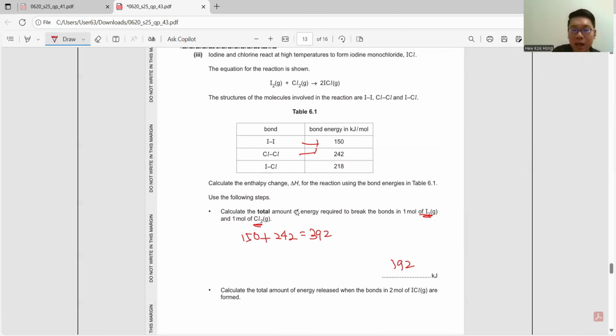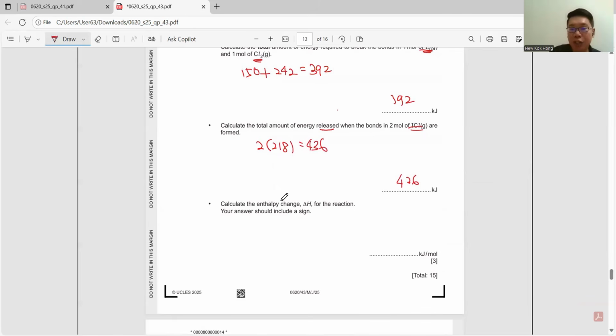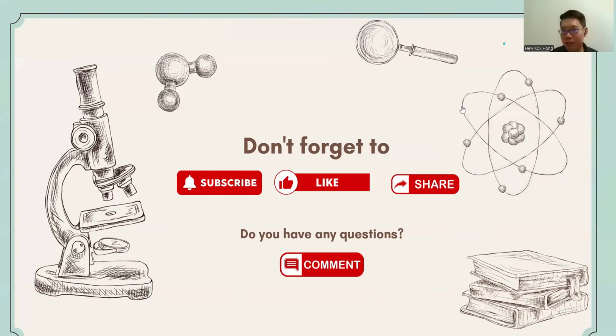Calculate the total amount of energy released when 2 mole of ICl are formed. So ICl is this, but it's 2 mole. Make sure we use 2 times. To calculate the enthalpy change, include the sign. We just use left value minus right value. You get -44. So that's all for this paper.